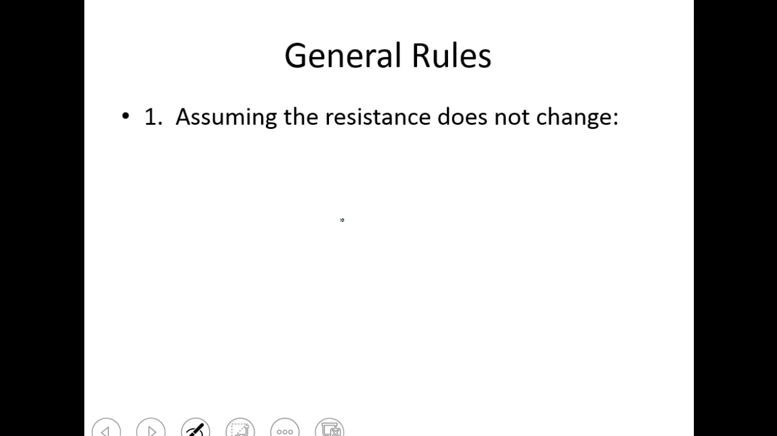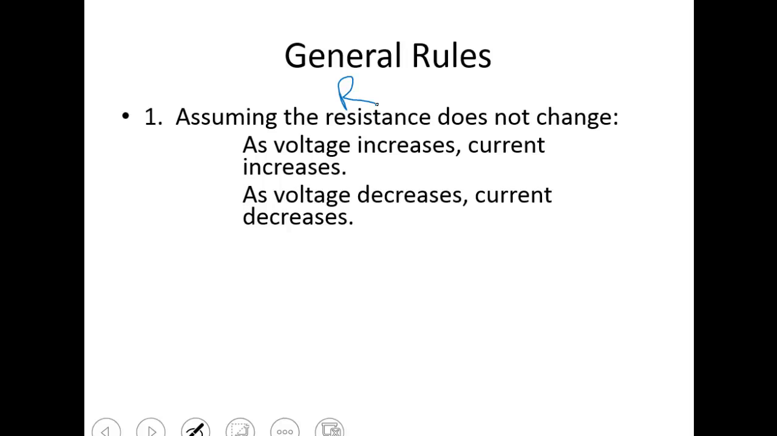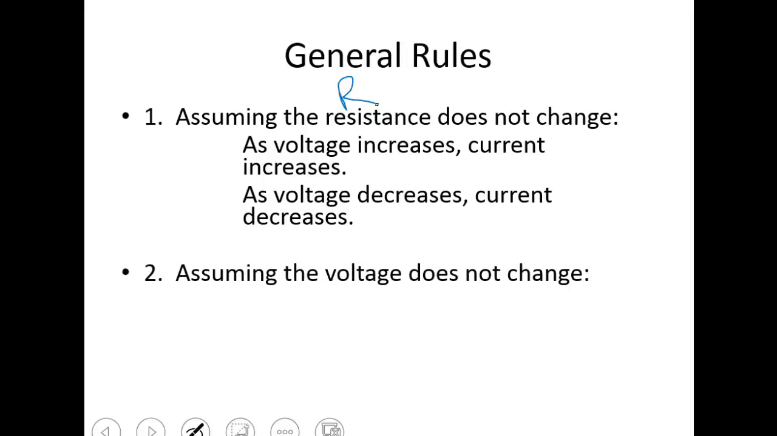There's a couple of general rules and a couple of ways that circuits work. One of those ways is that the resistance in a circuit doesn't change. And so if the resistance is not changing, if I increase the voltage difference, then the current also increases in that circuit. If I decrease the voltage supply, well then current also decreases.